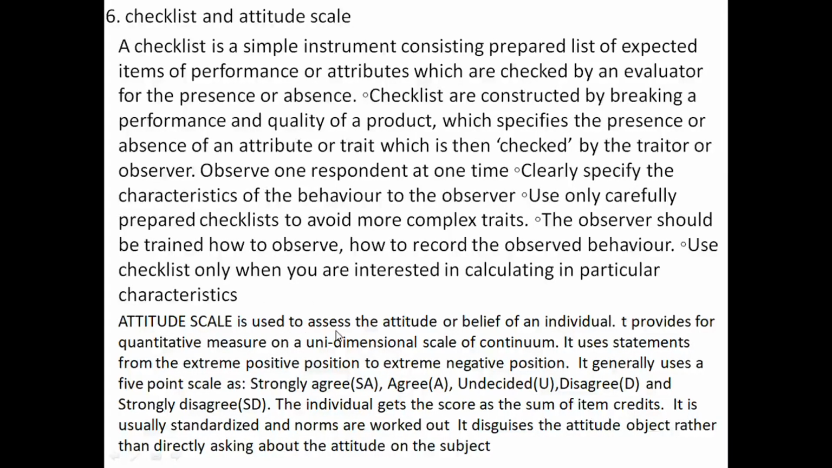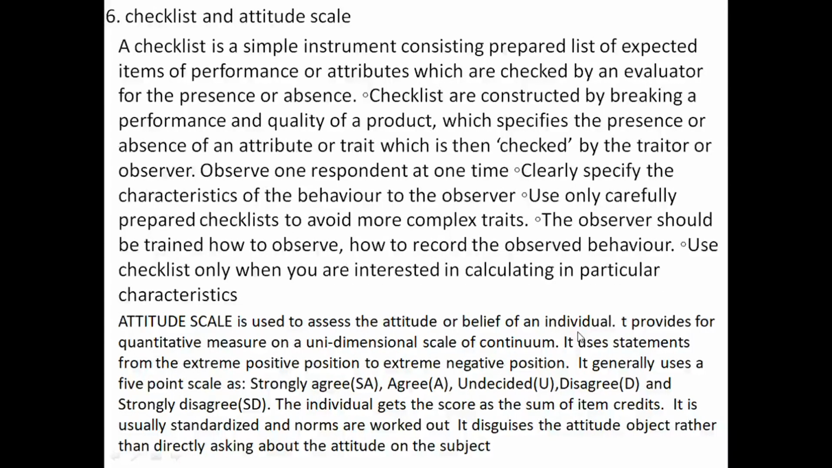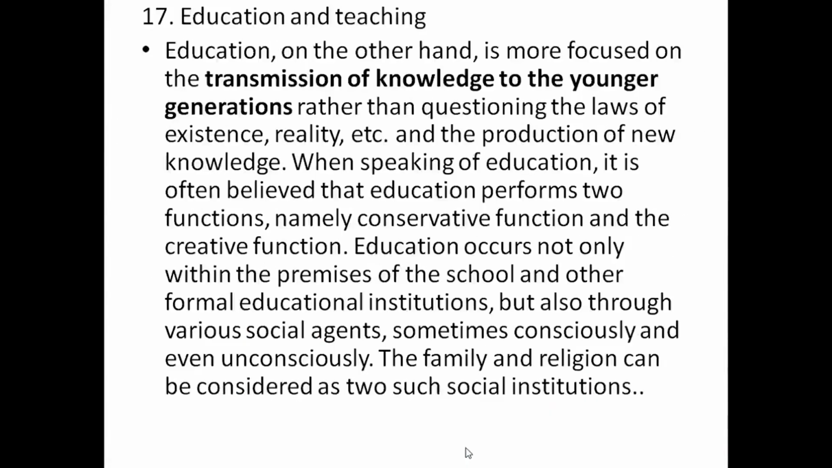Attitude scale is used to assess the attitude or belief of an individual. It provides quantitative measures on a unidimensional scale or continuum. It uses statements from the extreme positive position to the extreme negative position. It generally uses a 5-point scale: strongly agree, agree, undecided, disagree, and strongly disagree. The individual gets a score as the sum of the item credits. It is usually standardized and norms are worked out. It discusses the attitude object rather than directly asking about the attitude of a subject.